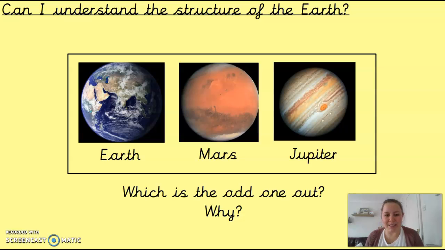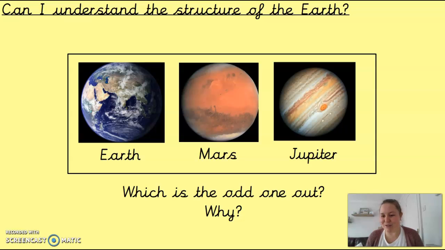So on the screen you can see Earth, Mars and Jupiter. I want you to pause the video and I want you to decide which is the odd one out and think of a reason why. Remember, with the odd one out questions, there's no wrong answers as long as you've got a justification of the one that you've picked.